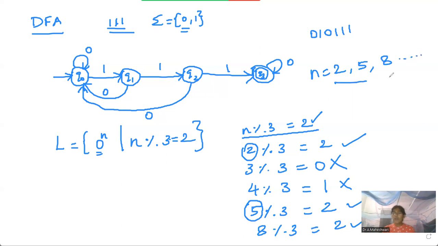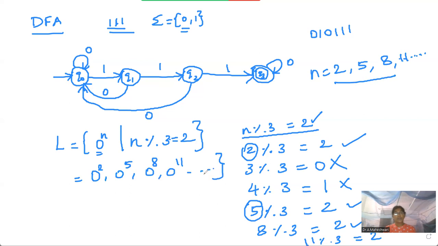So now you have 3 n values: 2, 5, 8. What is the next value? I think 11. 11 mod 3 gives 2. Okay, so now I need a diagram for these n values that we calculated. Now the language is 0 power 2, 0 power 5, 0 power 8, 0 power 11, like that it goes. Okay, how can we draw the diagram for this one?